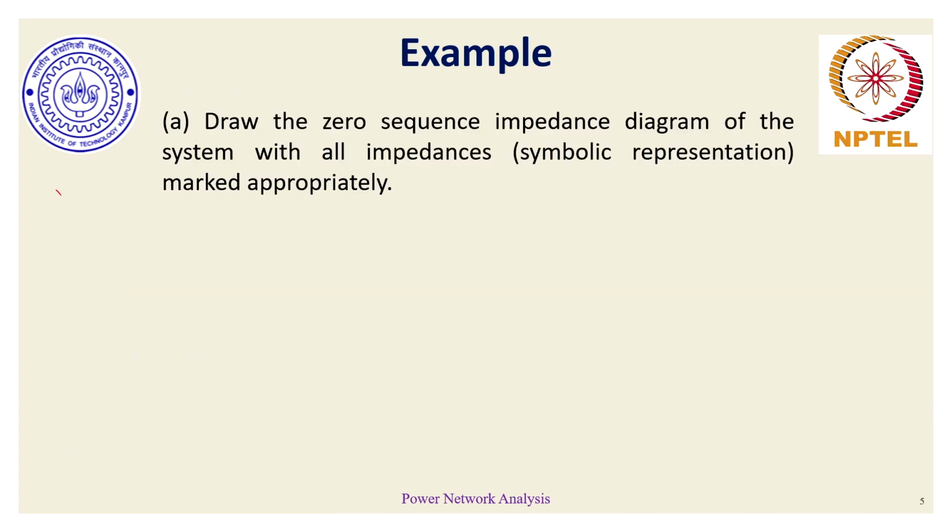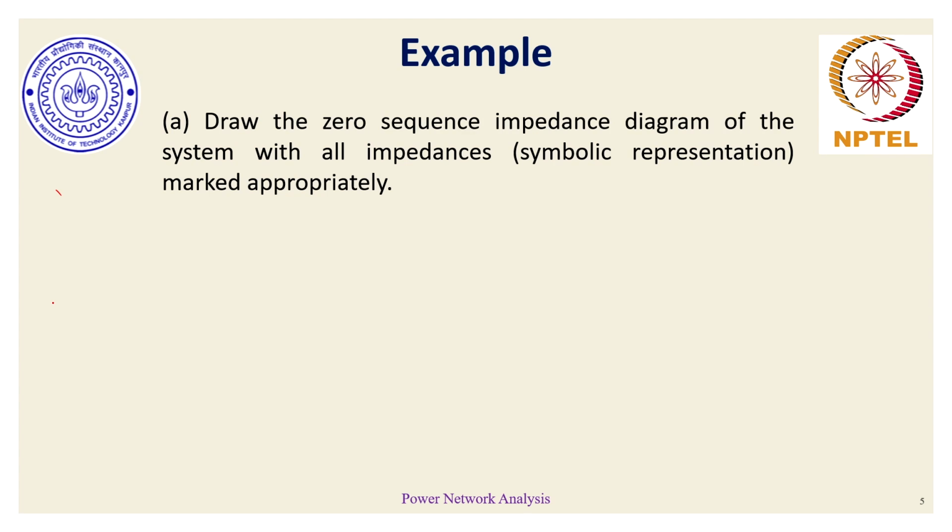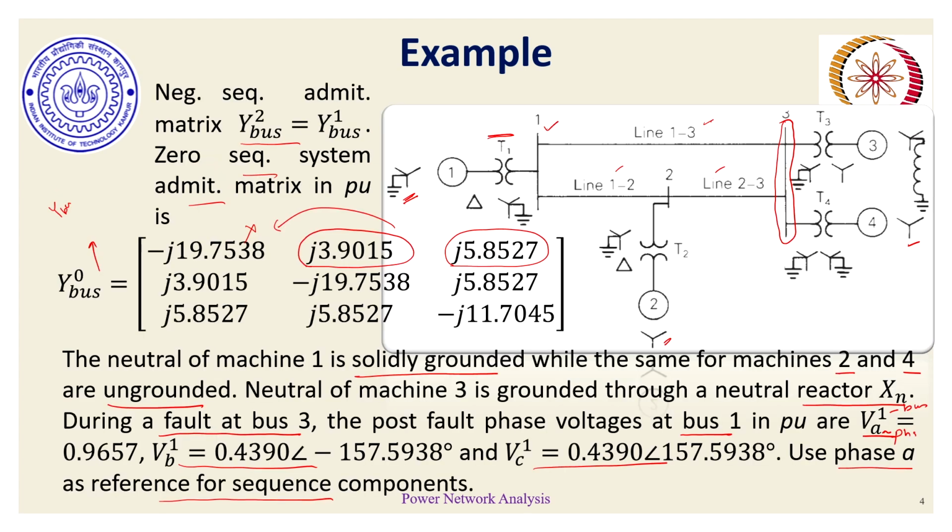The first bit of the question says, draw the zero sequence impedance diagram of the system with all impedances. We don't have to mark their corresponding numbers or values of the impedances, because essentially that information is not known to us. What we otherwise know are the admittance matrix elements. So I'll probably explain for one such interconnection, and then we'll see what the other networks or impedances would look like specifically from the zero sequence admittance perspective.